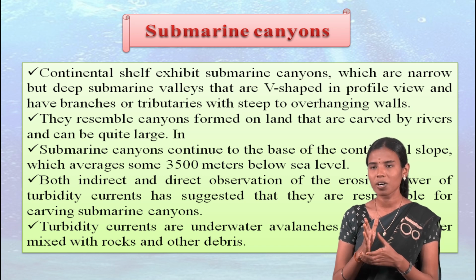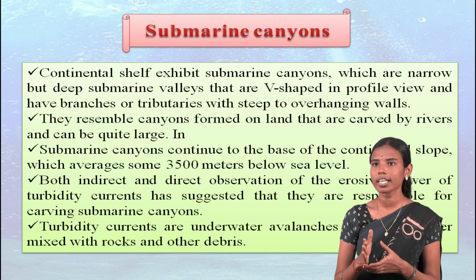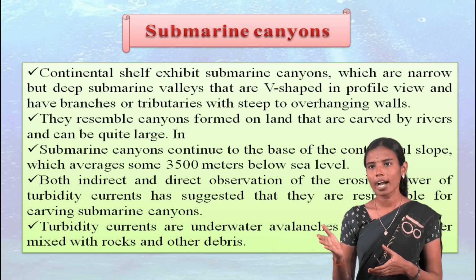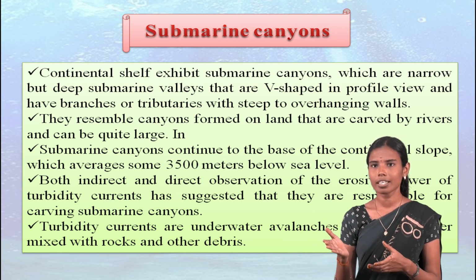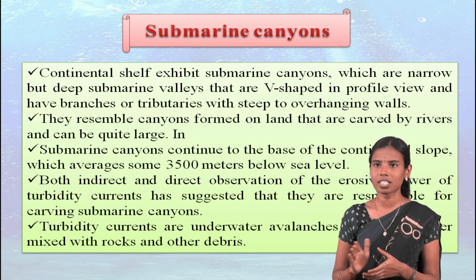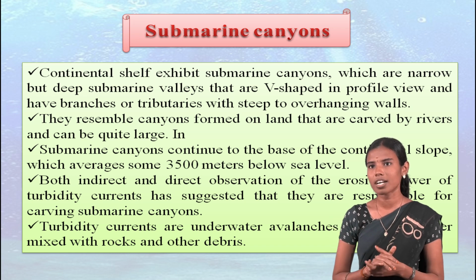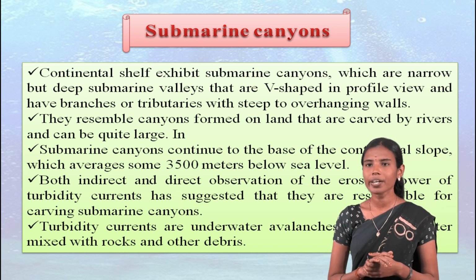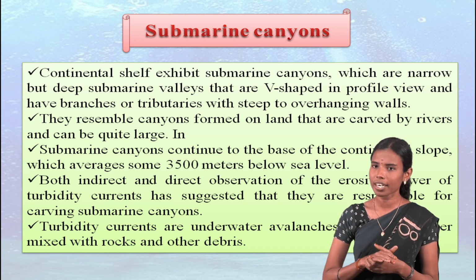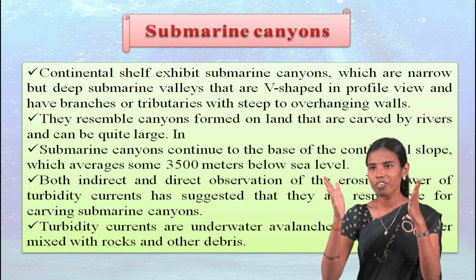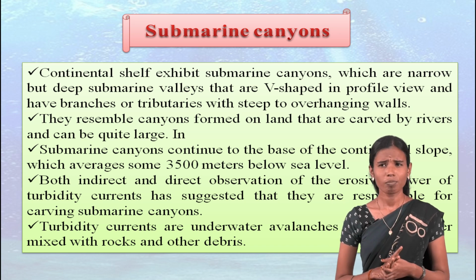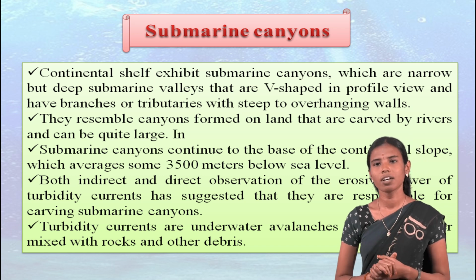Submarine canyon is an important feature which is usually located in the active continental margin. The active continental margin contains a continental shelf. After that, a trench or a valley is present. That trench or valley is called a submarine canyon. Continental shelves exhibit submarine canyons, which are narrow but deep valleys that are V-shaped in profile view and have branches or tributaries with steep to overhanging walls.